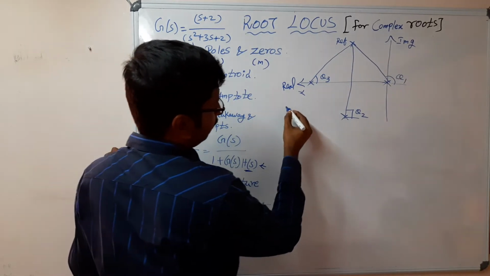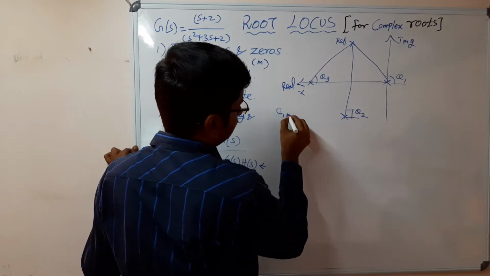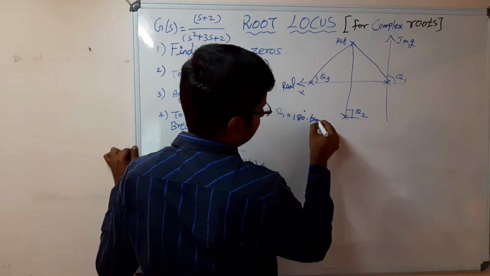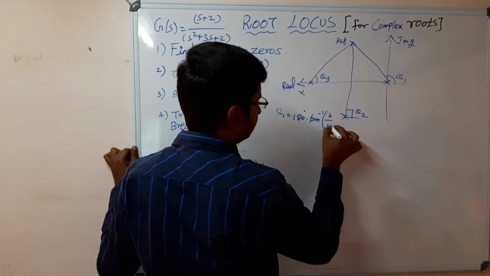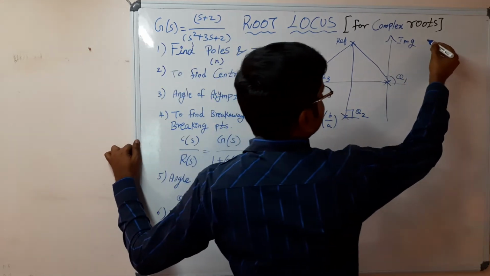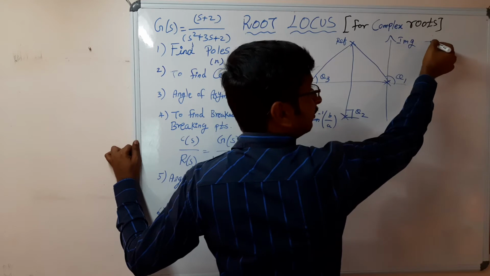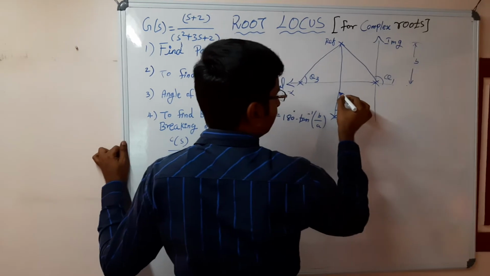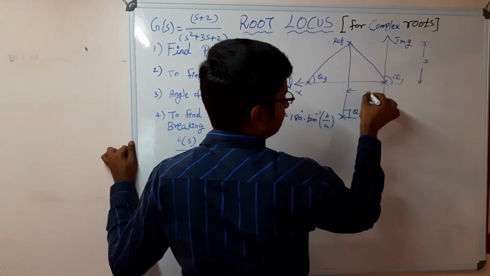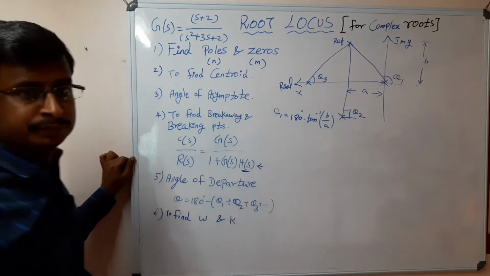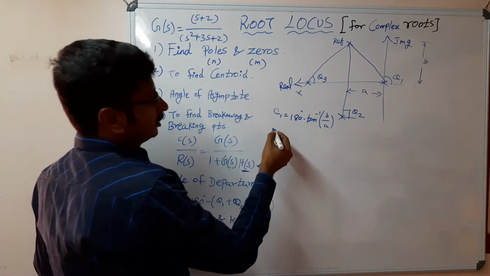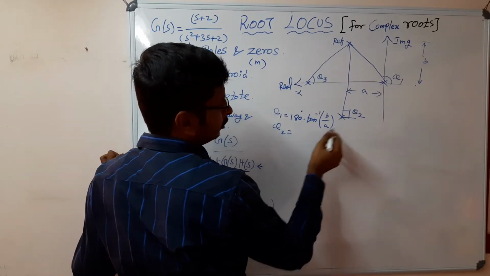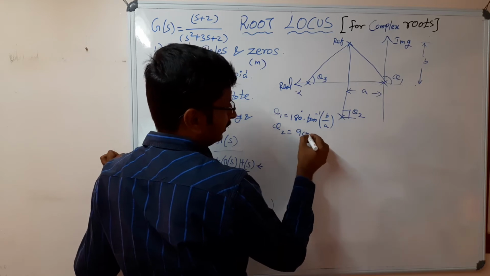So now from this, the value of theta 1 is equal to 180 degree minus tan inverse of b by a. B is nothing but the height from x axis to my reference pole. This is my b. My a is the value from my reference x axis. This is a. You substitute the value of b and a in this equation and you will get the value of theta 1. So theta 2 you can directly say the value is 90 degree.